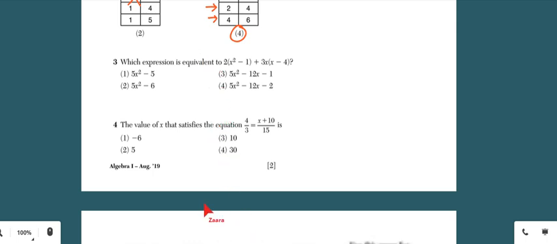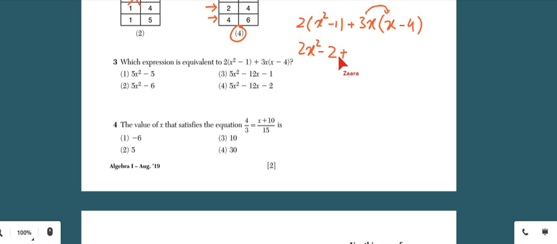Which expression is equivalent to this expression? So we just have to simplify it. The expression is 2 times parentheses x squared minus 1, plus 3x times x minus 4. So let's apply the distributive property here. It will become 2x squared minus 2, plus 3x times x will become 3x squared, minus 3x times 4, so it's minus 12x.